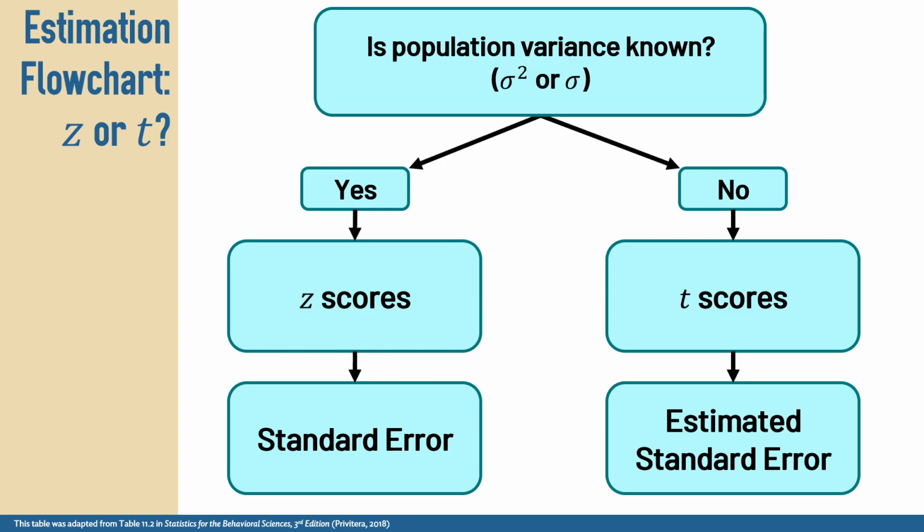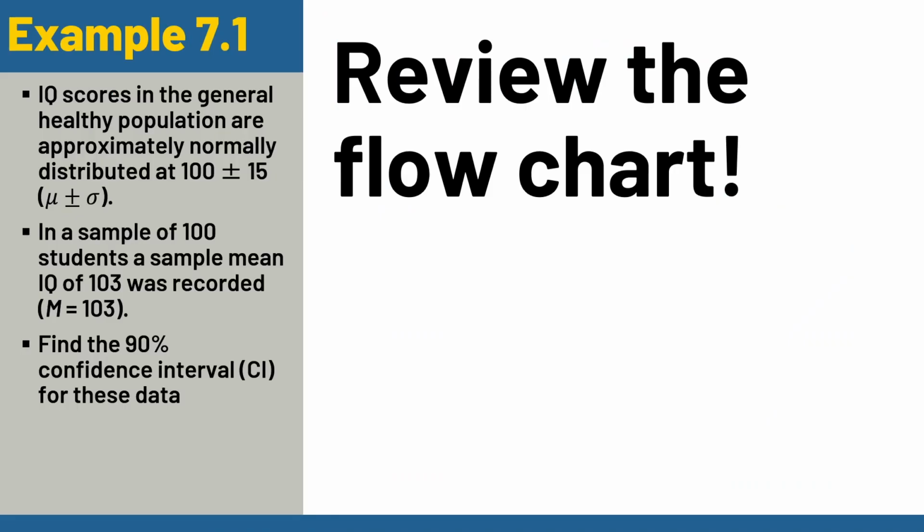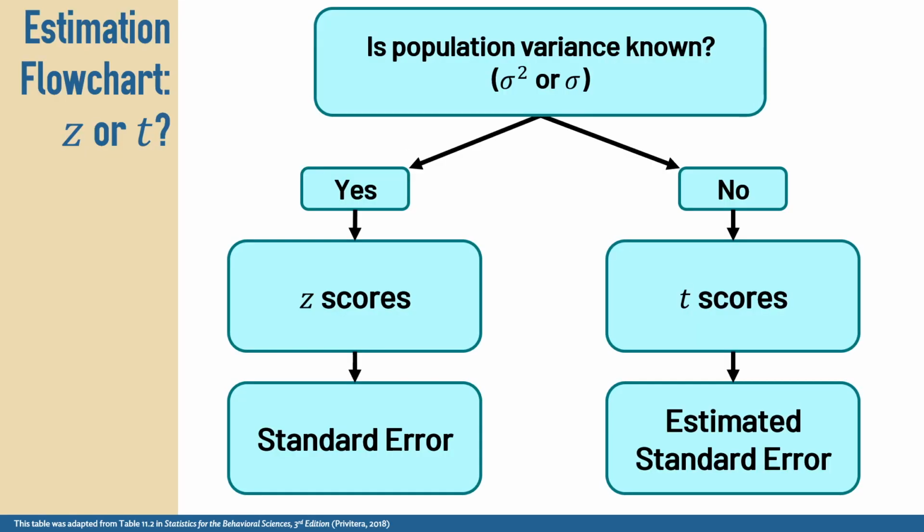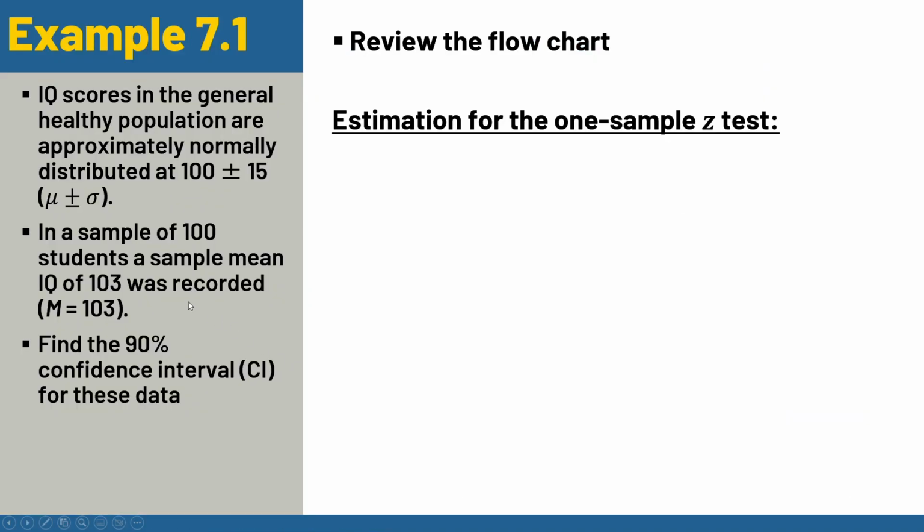Okay, so is population variance known? Pause it and think to yourself. What you should find is that the answer is yes, it is known. Therefore, we should use z-scores and standard error, specifically, because we can see the population standard deviation is right here.